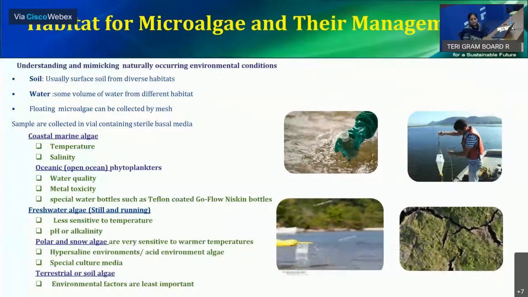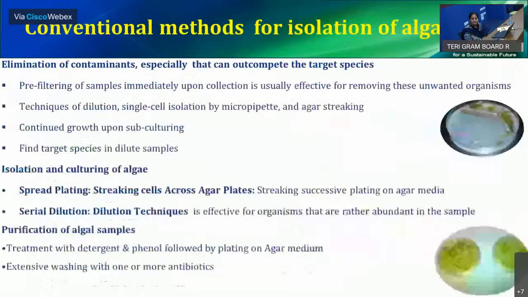And last but not the least, the terrestrial and the soil algae. The environmental factors are least important for them, so they can be easily grown while bringing the samples to the lab. So once we have collected the habitat water samples of the algae, we bring them to the lab, and then we try to isolate them.